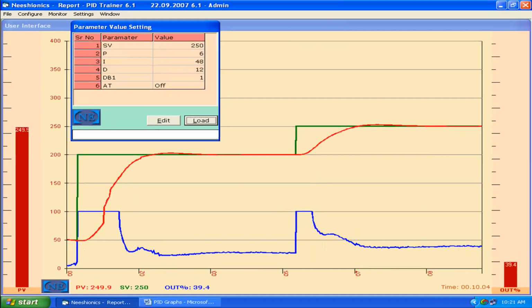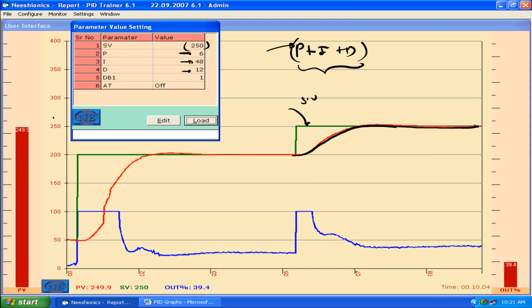So now this is the combined effect of the proportional, integral, and derivative. We have to adjust these parameters properly: proportional value, integral, and derivative value. The set value is 250, the proportional value we have set as 6, integral is 48, and derivative is 12. Then we get a very stable output where the error is almost 0. This green line is the set value, which is equal to 250.